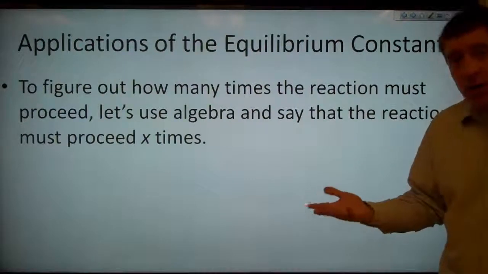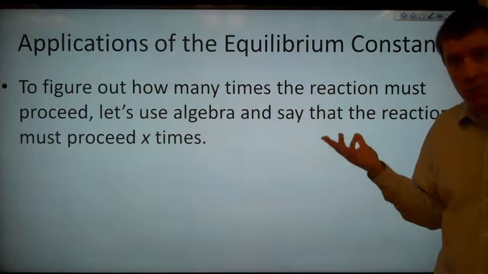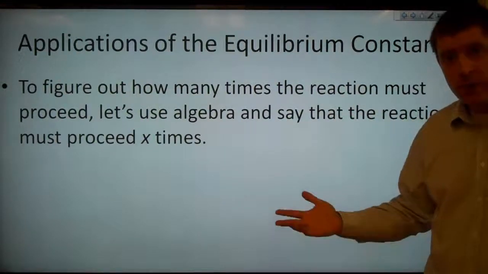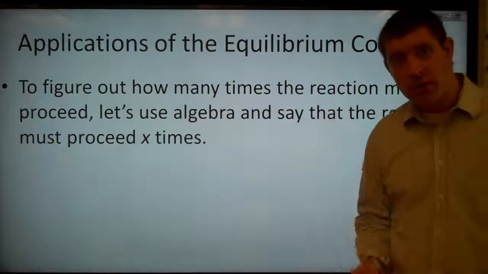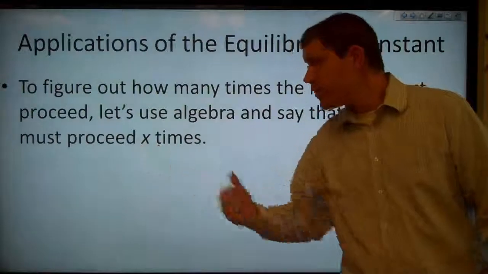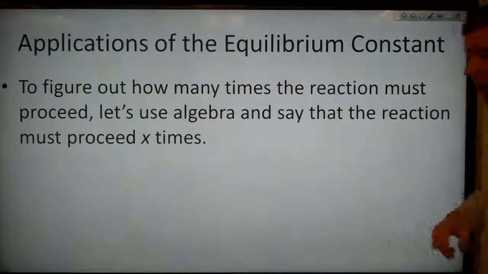Now, that's only really realistic for relatively small numbers of reactants and products. But when we get to the real world and we have large numbers of reactants and products, on the order of 10 to the 23, that becomes impractical. So we want to use algebra to do this so we don't have to keep guessing and checking repeatedly to see where we need to go.